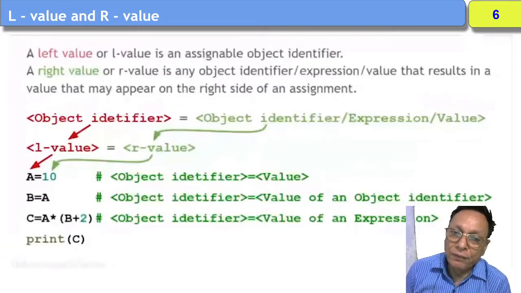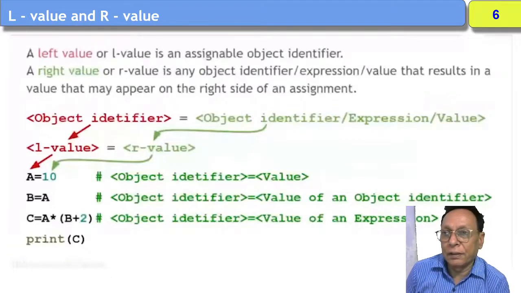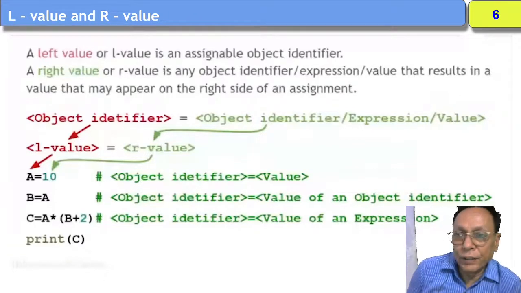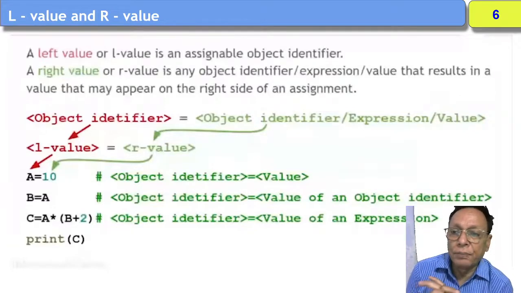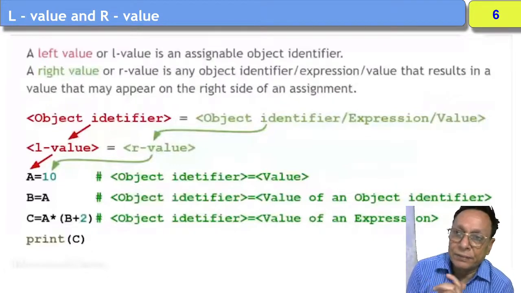A left value or L value is an assignable object identifier. Means over here we are discussing the identifier which can be put on the left side of the equal sign. So a left value or L value is an assignable object identifier. It's not a literal. So you must note there should not be any literal on the left side or as L value.